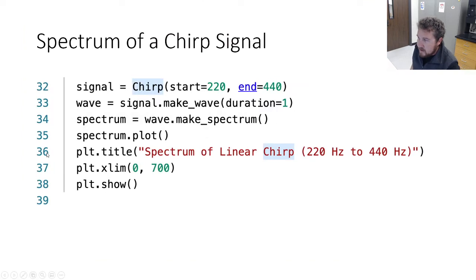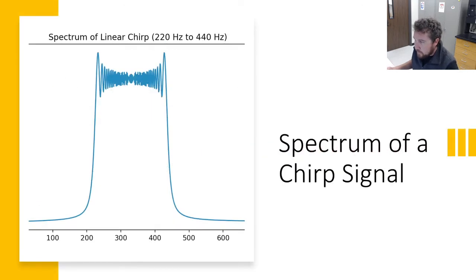Here's the code to create the spectrum of the signal. We just take our chirp. We're going to start at 220 and go to 440. We're going to make a wave with a duration of 1 second, and then plot it. Let's see, rate of change of the frequency. No, Akil, I don't think it's that. Now you got me thinking. But no, I don't think it's that. The spectrum looks like this monster right here.